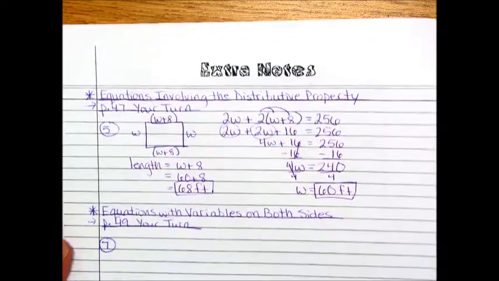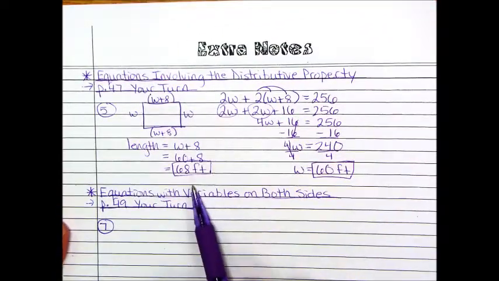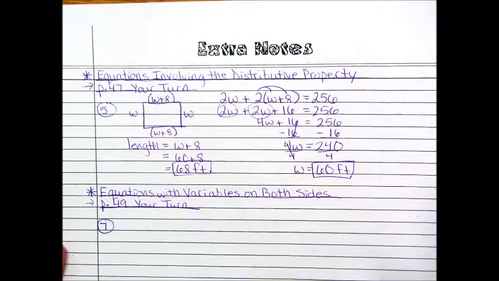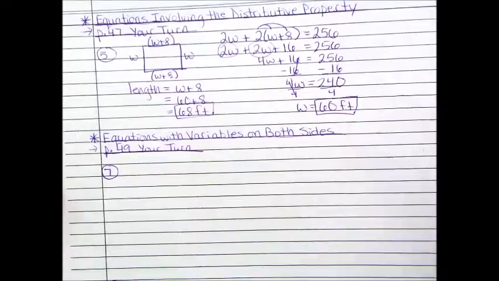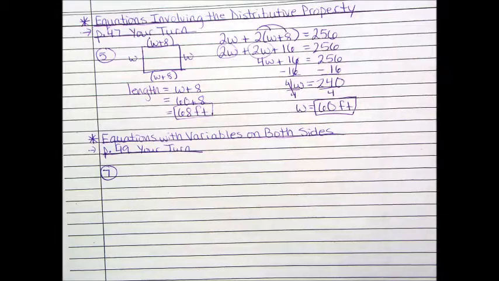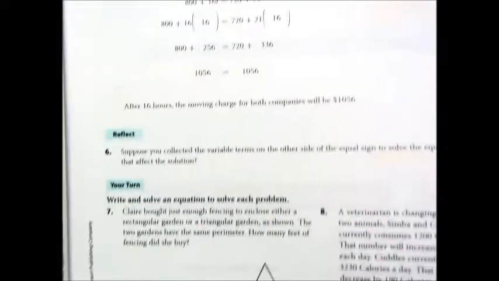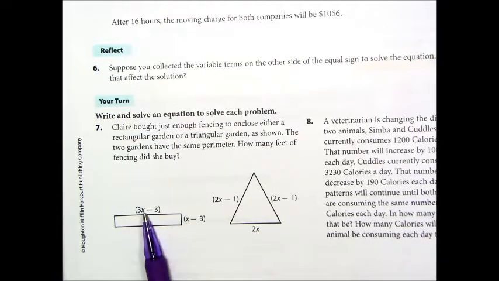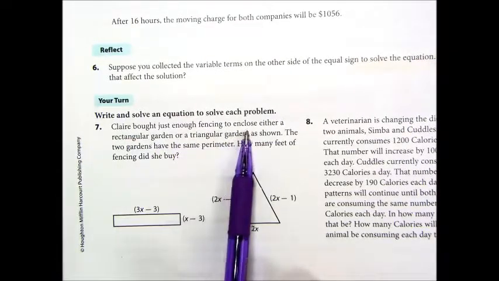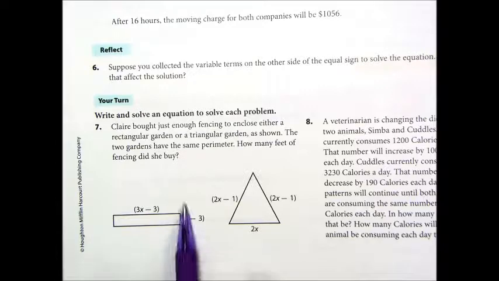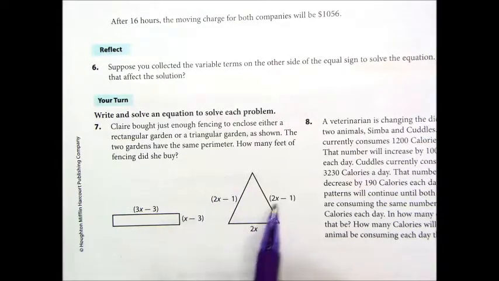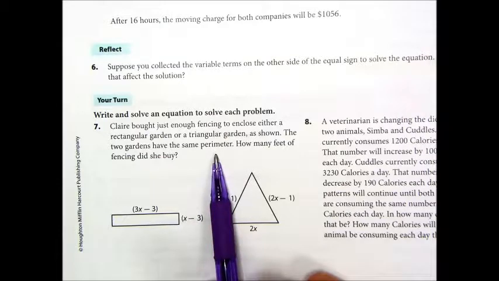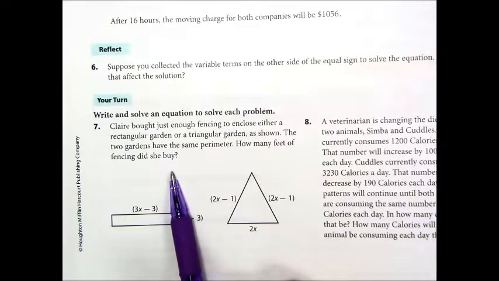There's going to be some problem-solving situations where you're going to need to use variables on both sides of your equation. So for this, we're going to look at a couple problems off of page 49. On page 49, we have another geometry-related example down here, but this time, what they are showing you is that Claire bought just enough fencing to enclose either a rectangular garden or a triangular garden as shown. The two gardens have the same perimeter. How many feet of fencing did she buy?